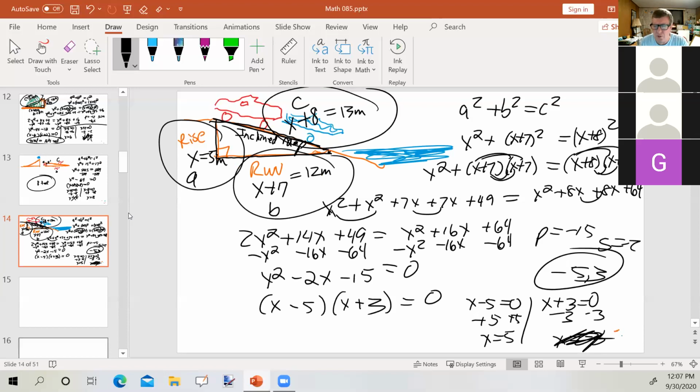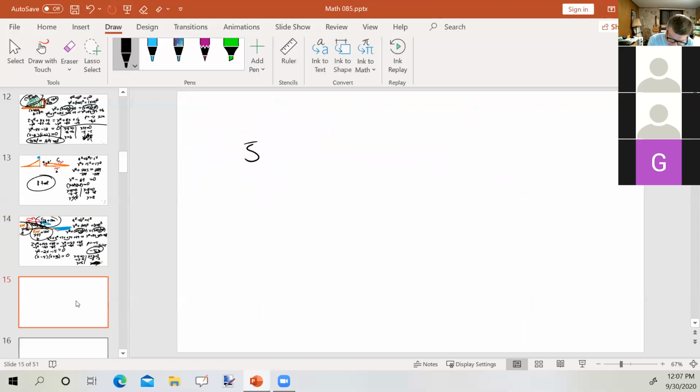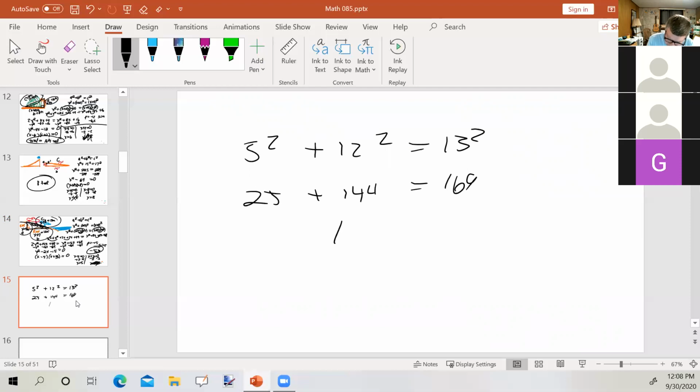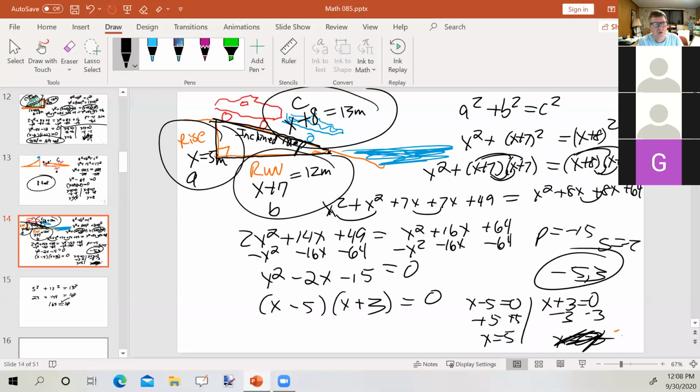I didn't mention this earlier, but a quick way we could check this: if this is true, then 5 squared plus 12 squared should equal 13 squared. 25 plus 144 equals 169. 169 equals 169, so it checks. And there you have it.